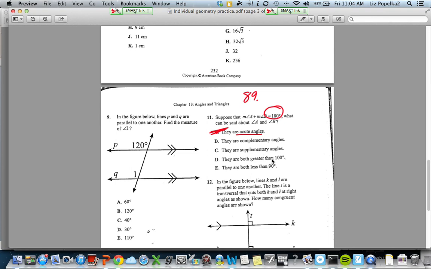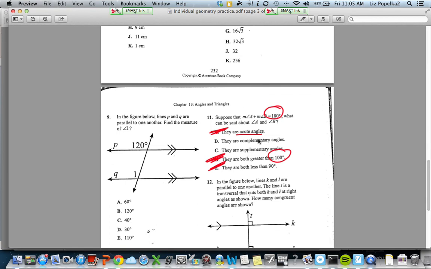If they're both greater than 100 degrees, that means that they would both be over 100. Well, something over 100 plus something over 100 isn't going to give you 180 degrees. So that can't be right. They are both less than 90 degrees. Well, that actually means the same thing as acute. Remember that acute means less than 90. We've already ruled out that they can't be acute angles. So that can't be the right answer.